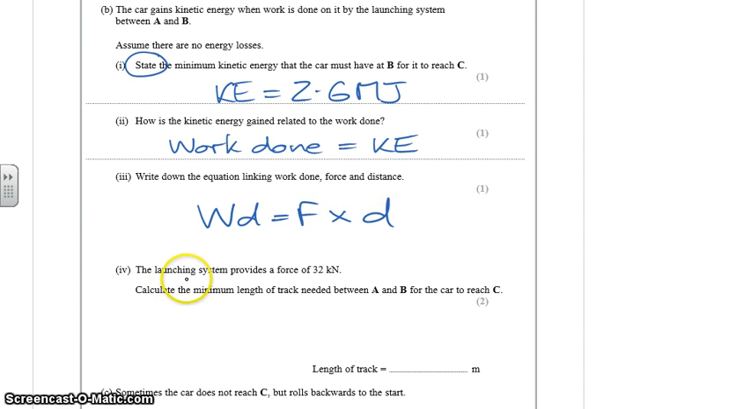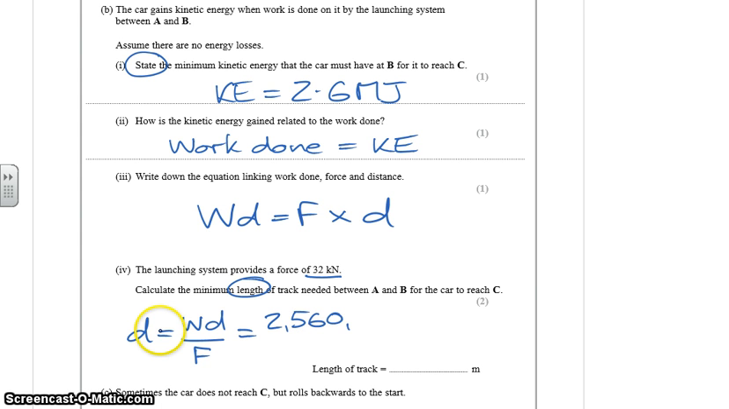And then they're giving us the force and they're asking us to calculate a minimum length, so they're asking us for the distance. So if you rearrange that equation, you'll get D equals the work done divided by the force, and then it's a simple matter of substituting. Our exact value that we'd worked out was this, and then the only trick there is that it's in kilonewtons, so that's 32,000 newtons. Plug all of that into a calculator and we get 80 meters.